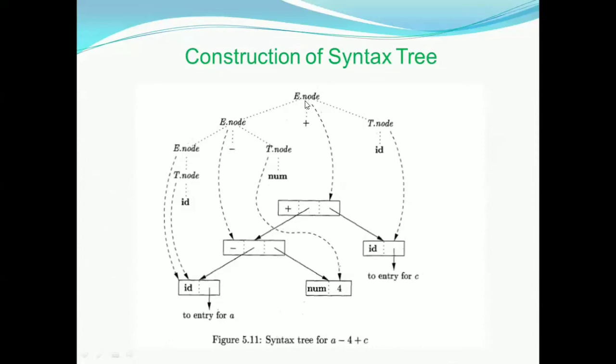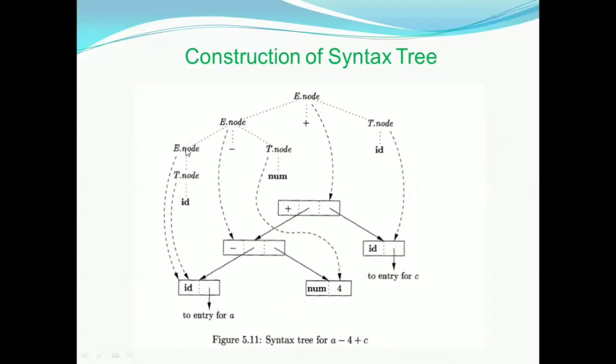You can observe that I have a plus. For plus, you are going to create a node. For minus, you have created a node. For ID, you have created a node. For number, you have created a node. You can observe that it is getting its value from the number. Then ID is getting its value to the T dot node.